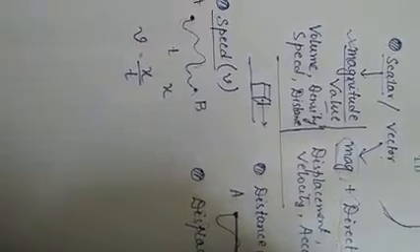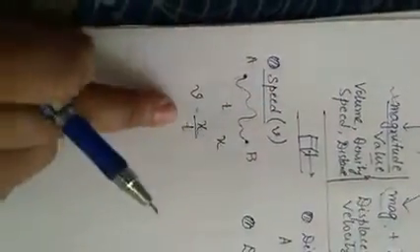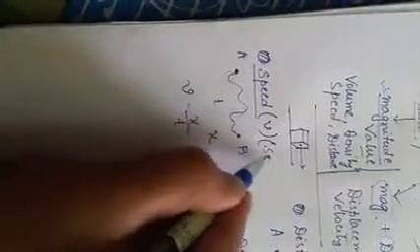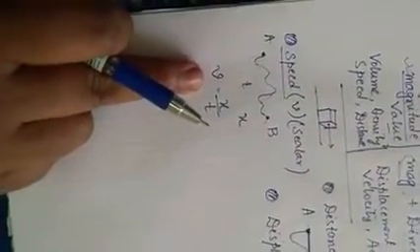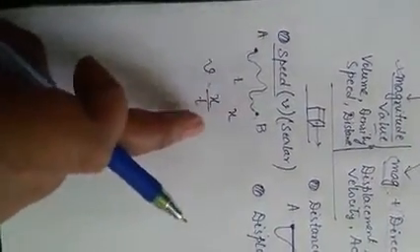Let me tell you another thing. A vector quantity is denoted by a symbol, let's say A, with an arrow on its head. This is very much important. So displacement x must have an arrow on its head. But speed is a scalar quantity, so there is no need to give an arrow. So speed is equal to distance by time.